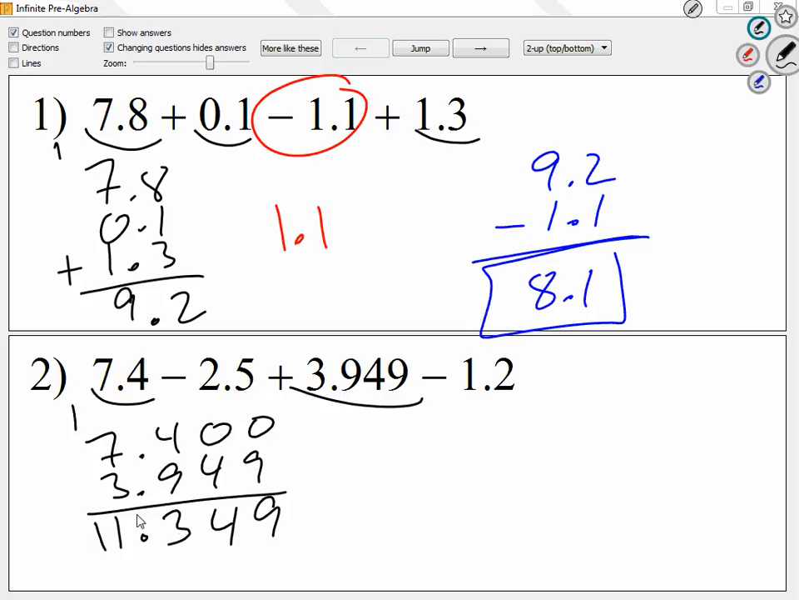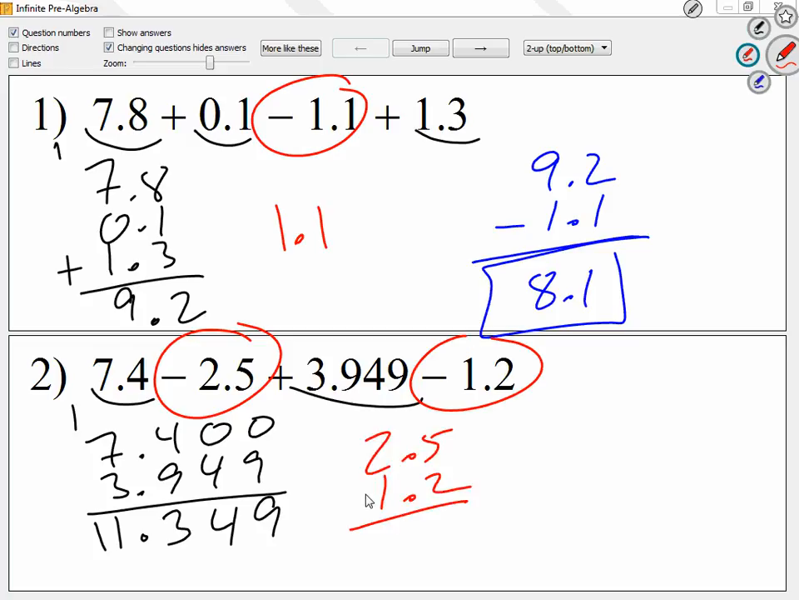So positives only gave me 11.349. Now negatives, notice I have 2 negatives, 2.5 and 1.2. Still add those 2 numbers. You're going to have 3.7 for the negatives. Remember, add the positives only, then add the negatives only, and to finish this, subtract the 2 values.